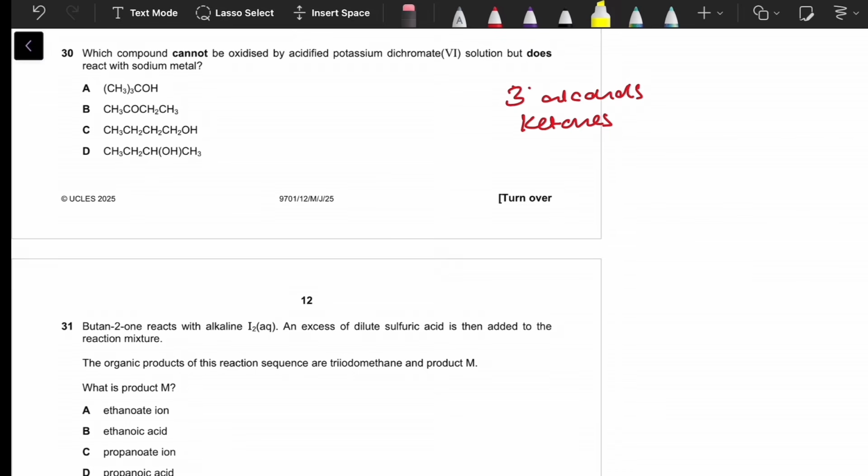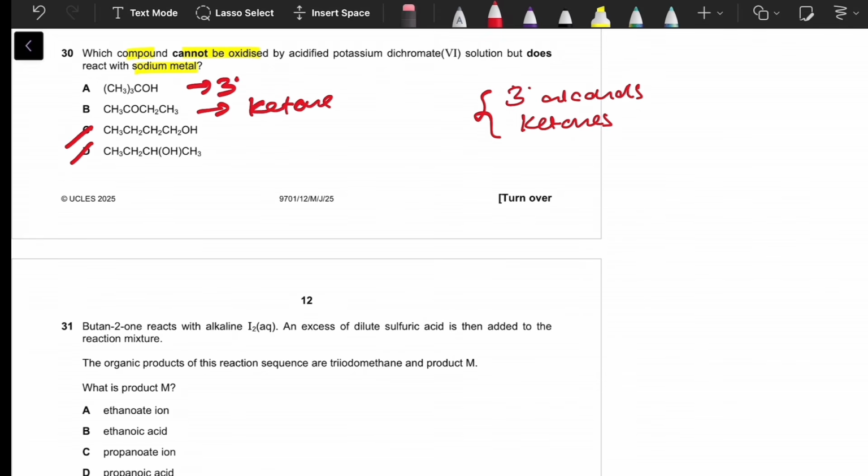Question number 30 states a compound cannot be oxidized by acidified potassium dichromate, an oxidizing agent, but does react with sodium metal. Which of these is the compound? So there are only 2 things that cannot be oxidized, that is tertiary alcohols and ketones. I can already exclude C and D because they are primary and secondary alcohols. However, A is a tertiary alcohol and B is a ketone.